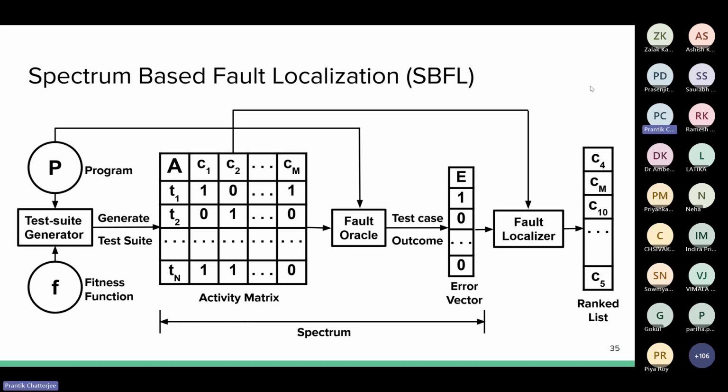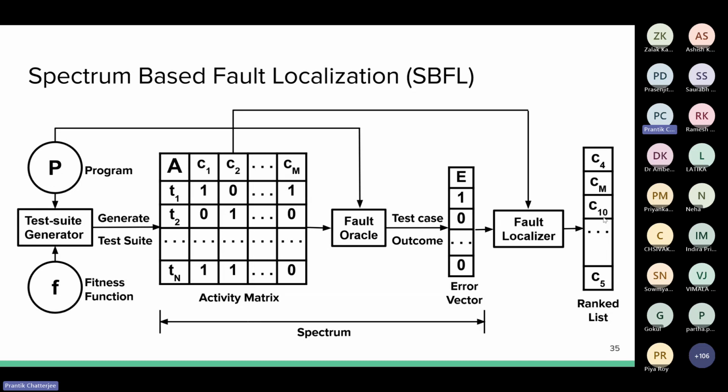Now the developer is trying to debug the program. He is trying to identify which component of the program contains the bug. So rather than going about it blind, he can take this rank list and examine the components from the top of the list. Our fault localizer in this case has said that C4 looks like the most suspicious component. So the developer will examine the C4 component first. Then he will examine the component CM, then C10, and so on.